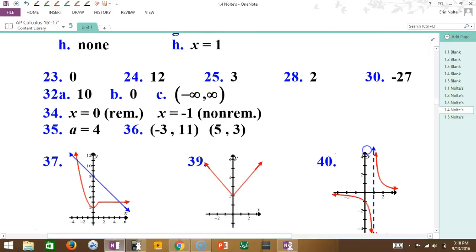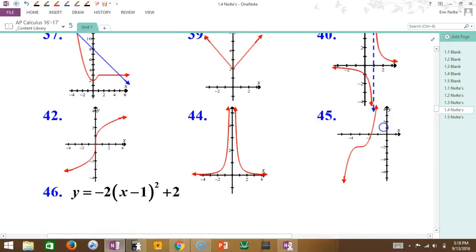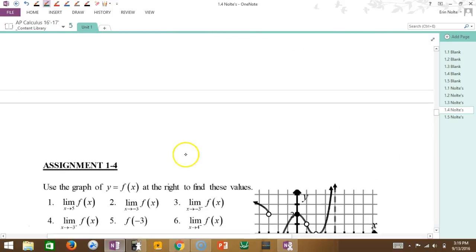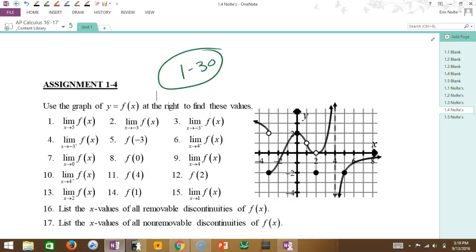Okay, so you guys have 1 through 30 for problems tonight. 1 through 30. Okay, so a lot of these first problems are those quick, simple graphing ones you can probably finish before you even leave class.